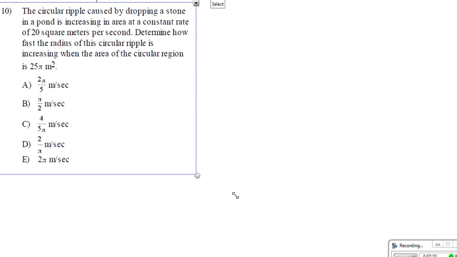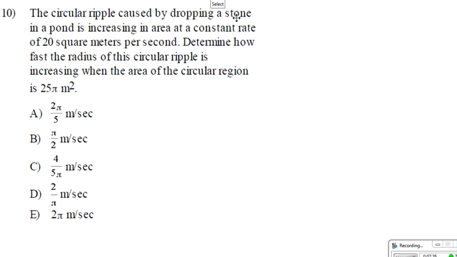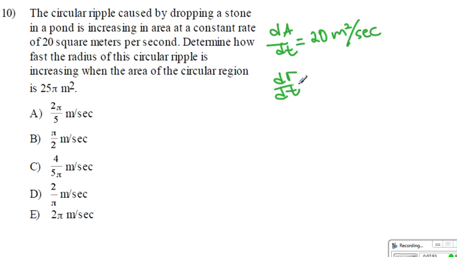Okay, so here we have a circular ripple caused by dropping of a stone. So we're talking about a circle increasing in area. So we are looking at dA/dt here, at 20 square meters per second. Alright, now determine how fast the radius is increasing. So in this case, we're looking at dr/dt. That's the question mark. And then when the area is equal to 25 pi, this implies that r has to be equal to 5.